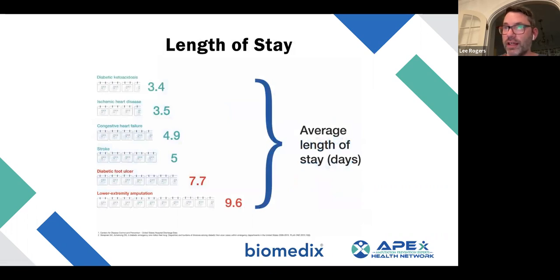Now, some of this cost is due to the length of stay, and we know this is Medicare discharge data. And I know it's probably hard to read, so I'll just go over it briefly for you. But these are the average number of days that somebody with Medicare, so obviously that age group, spends in the hospital for any of these diagnoses that are related to diabetes. They must first have diabetes, and then if they have DKA or ischemic heart disease, they spend about 3.5 days. If they have congestive heart failure or stroke, they spend about 5 days in the hospital. But if they have a diabetic foot ulcer, they spend 7.7 days in the hospital. And if they get any level of amputation, the average length of stay is 9.6 days. And this attributes to the overall cost.